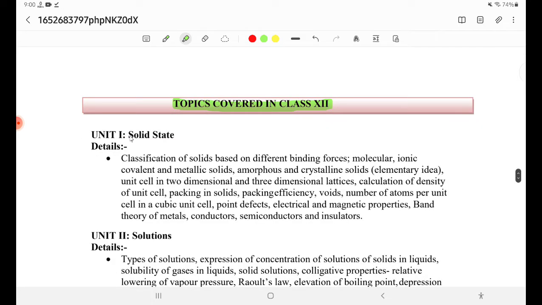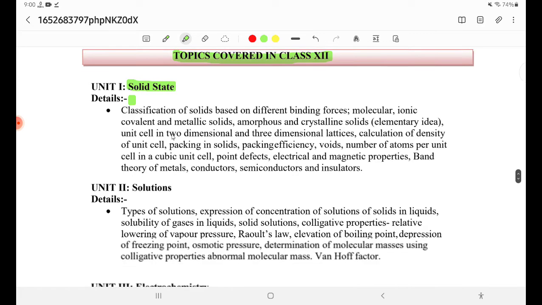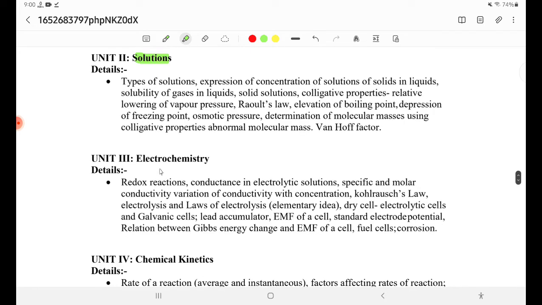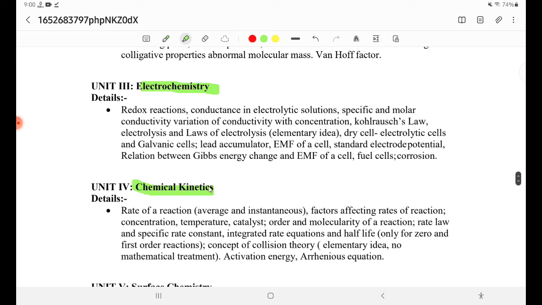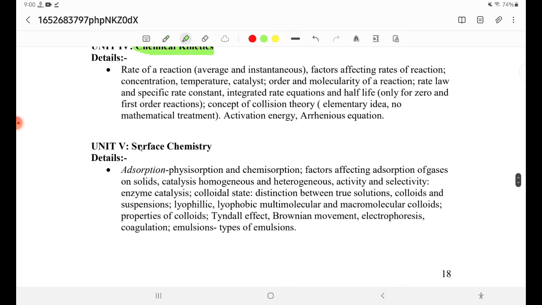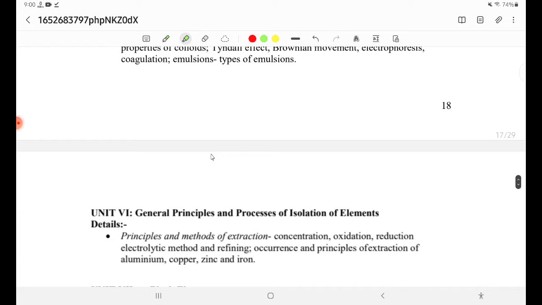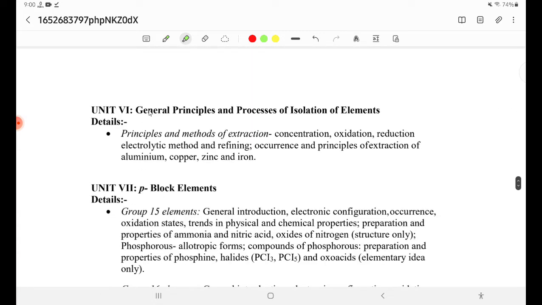The first chapter of the class 12 syllabus in chemistry for NEET is the solid state, and the second one is solutions, the third one is electrochemistry, and the fourth one is chemical kinetics. The fifth one is surface chemistry, and the sixth one is general principles and processes of isolation of elements. अब देख सकते हो यहाँ पे.